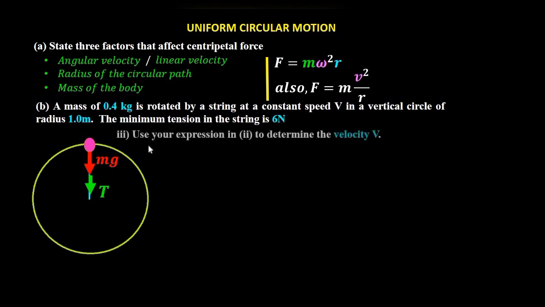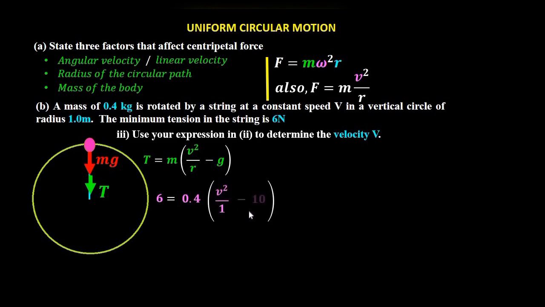For Roman 3, we are required to use the expression in Roman 2 to determine the velocity v. Now in Roman 2, we had tension as m into v squared over r minus g. Our aim is to get the value of v. Remember, we have the tension on the string, that is 6 newtons, that is for minimum tension. M is 0.4, r is 1, and g is 10 meters per square second. Now doing a substitution, we'll have tension as 6, mass as 0.4 into v squared over the radius 1 minus 10.